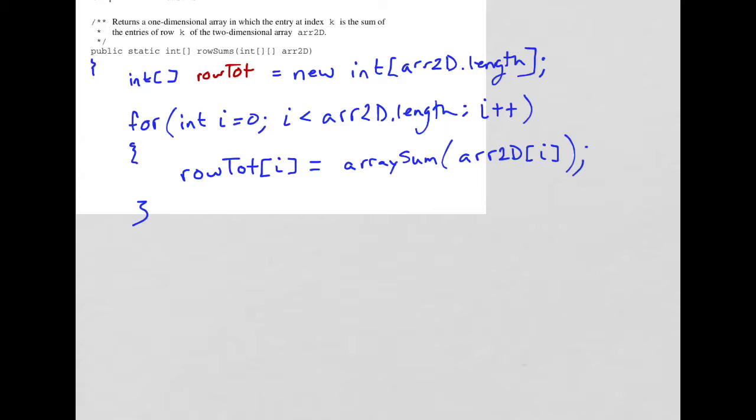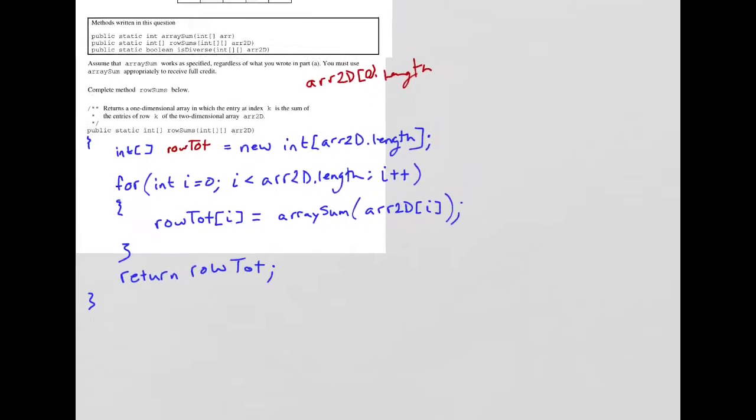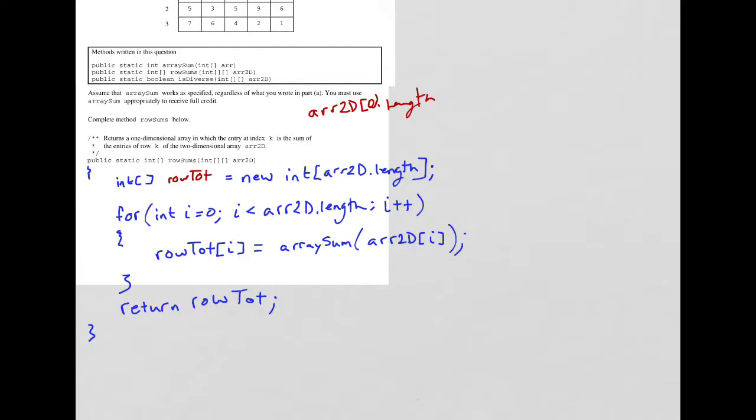And then I need my return statement. Return rowTotal, because that's the array that now has all the totals for each row. Sweet, man. That's pretty good. Then I'm done with that. There you go. That's it. Hopefully that wasn't too bad.